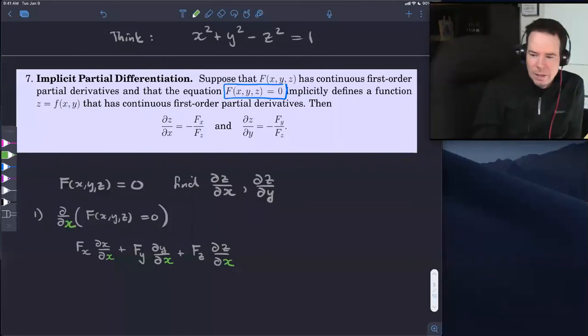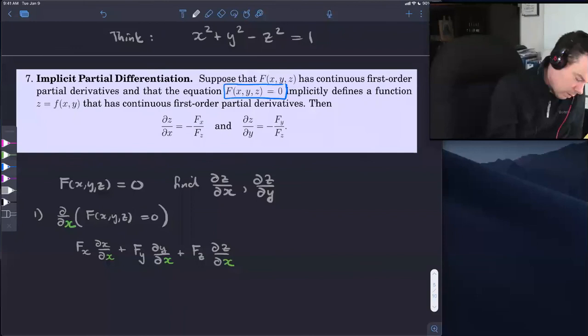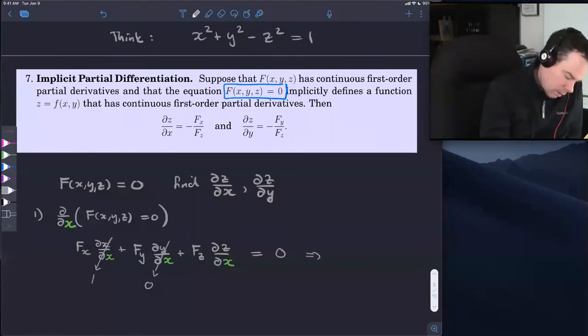It's the derivative of f with respect to x times x with respect to x. Then the derivative of f with respect to y times the derivative of y with respect to x. Then the derivative of f with respect to z times the derivative of z with respect to x, right? I'm just proceeding through all of the variables and differentiating them accordingly. And the derivative of the right-hand side is still 0. This is 1, this is 0, and so we can solve for dz dx, and that is negative f sub x over f sub z.